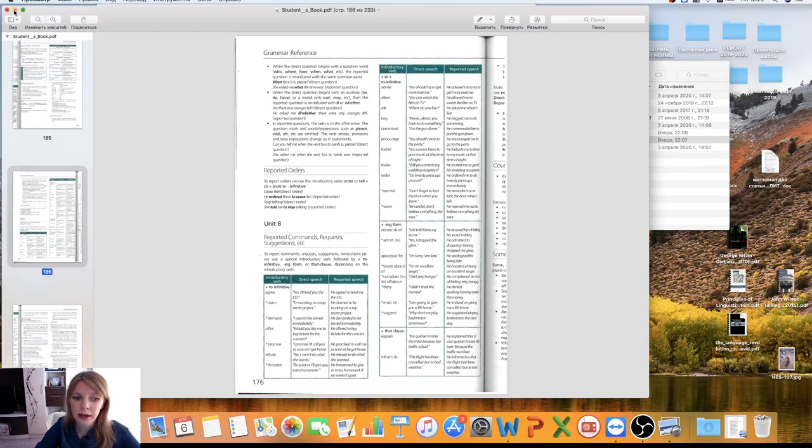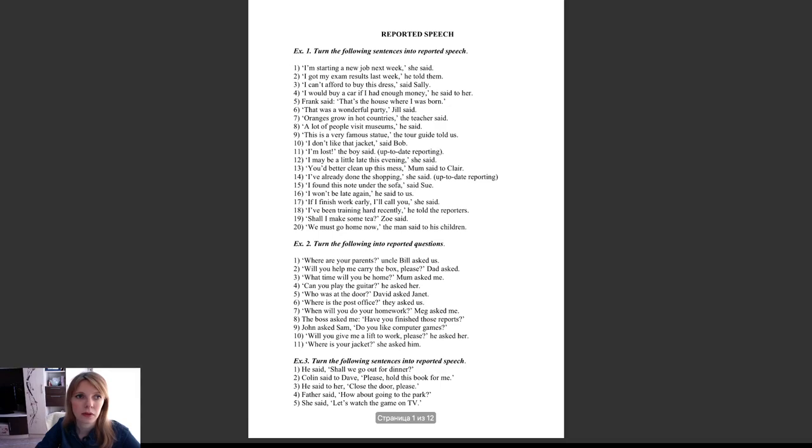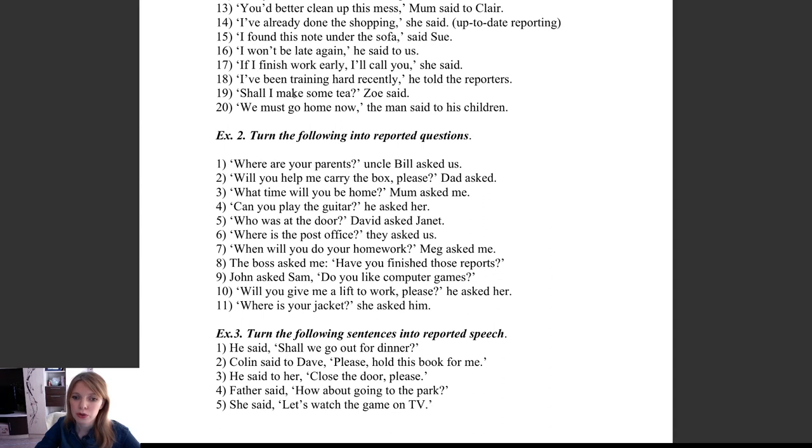Now we again work with the exercises. So right now you do exercise number 2. Yes. You do exercise number 2. We have to turn the following into reported questions. You have 11 questions. You work in the same way as the previous time. So you stop the recording, you press the pause button, you do the exercise in the written form, and then you listen to my answers, you listen to my commentaries. So please press the pause button.